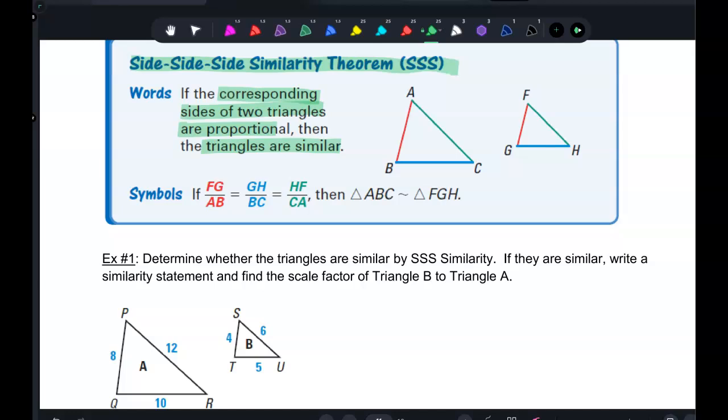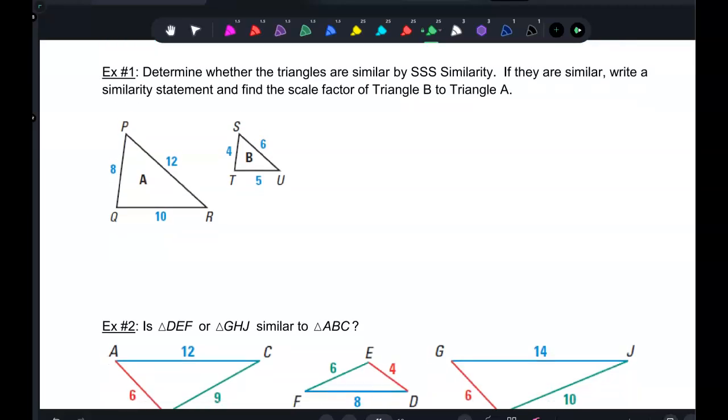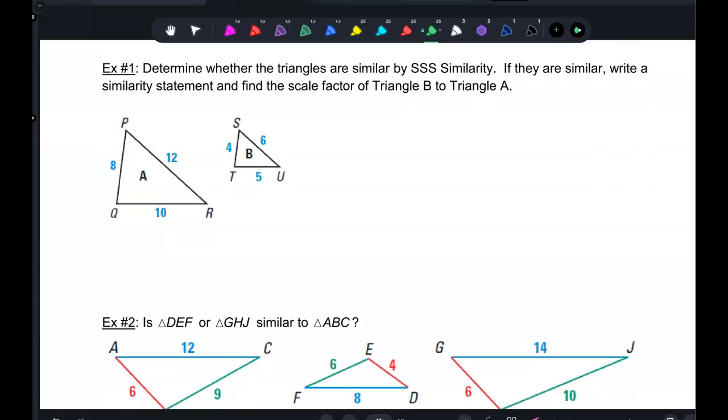So here we go. We already did this, way back in the first, do you remember where we compared sides? So FG compares the same as AB, right? The two in red. GH corresponds to BC. And HF, the green one, corresponds to CA. If all three have the same ratio, then the triangles are similar. Similar means they're the same shape, but do they have to be the same size? No. Okay. Determine whether the triangles are similar by side similarity.